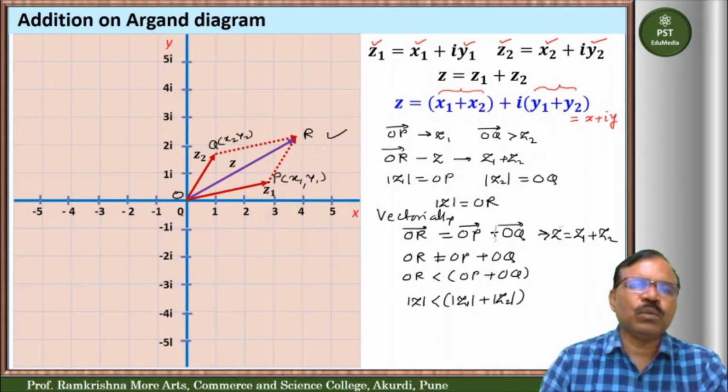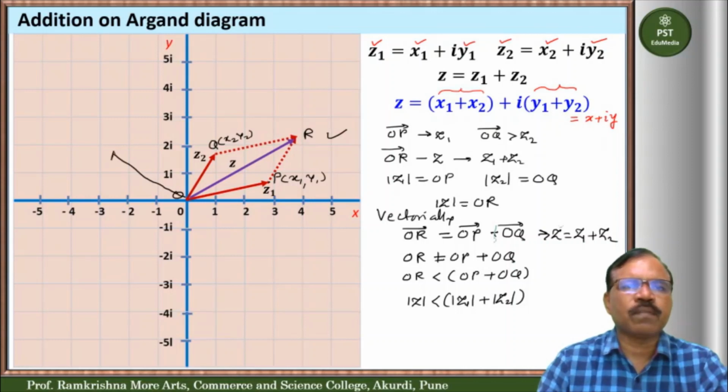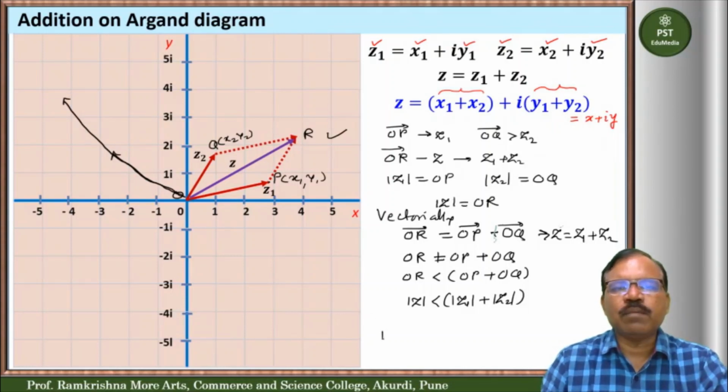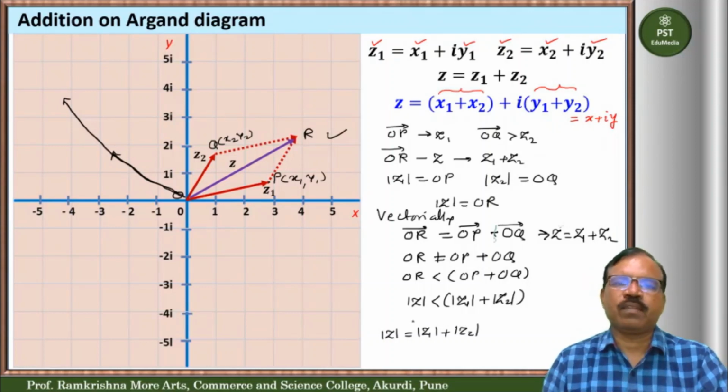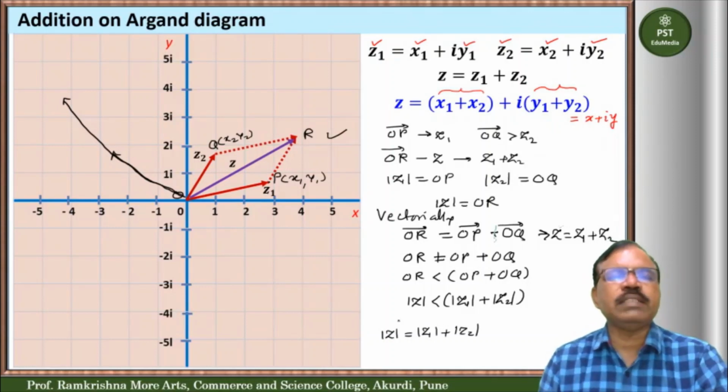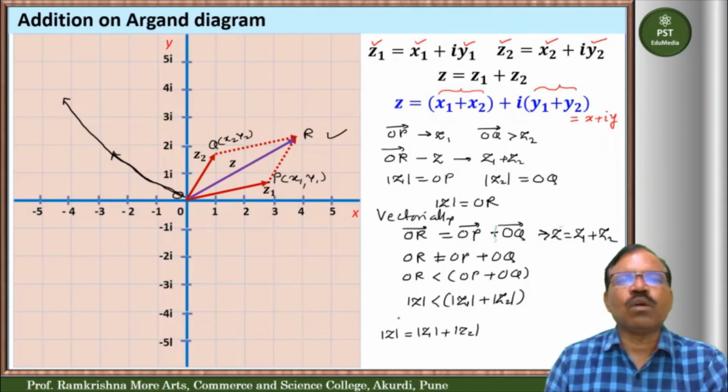But suppose we have two vectors. Suppose this is the first complex number, and if we take the second complex number on the same line, this is the second complex number, then you will get modulus of Z is equal to modulus of Z1 plus modulus of Z2 if two complex numbers are on the same line. So in this way we can represent addition of two complex numbers using Argand diagram.